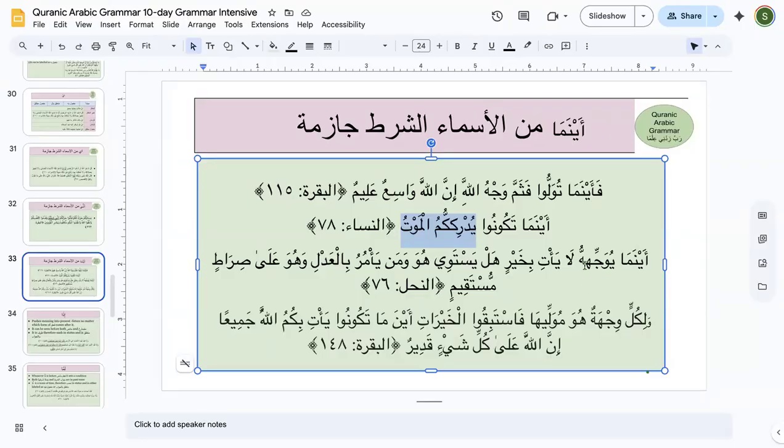So ainama yuwajjihu. So again, you see how ha is sakin. Why so? Because ainama is adatu shart jazima. It became sakin because of ainama. And the jawab is pretty straightforward. Ainama takunu, wherever you are, yati bikumullah jamian, Allah will bring you all together. Okay, so again the jawab and jumla shart both are in majzoom status.